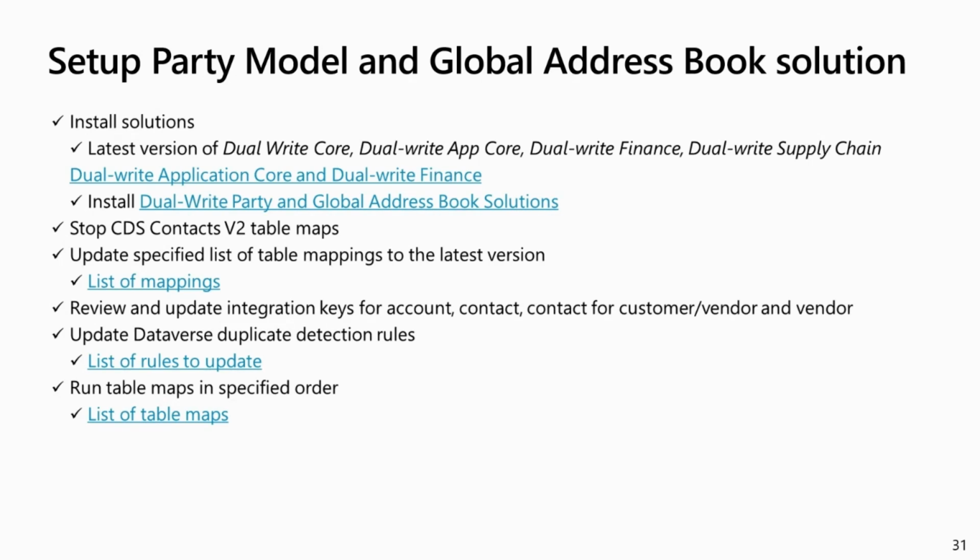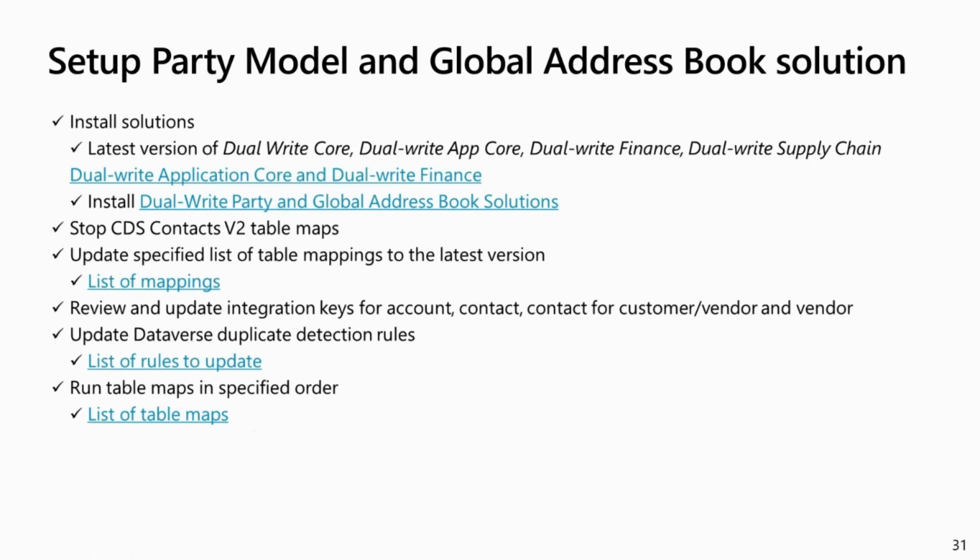In order to do that, you will have to identify all the required dual write application orchestration packages. For example, the dual write party and global address book solution depends on the dual write application core, finance package, and supply chain packages. Therefore, you should install these packages as a prerequisite to install the dual write party and global address book solution package. As a next step, you need to install this global address book solution, and this is additive to the dual write application orchestration solution.